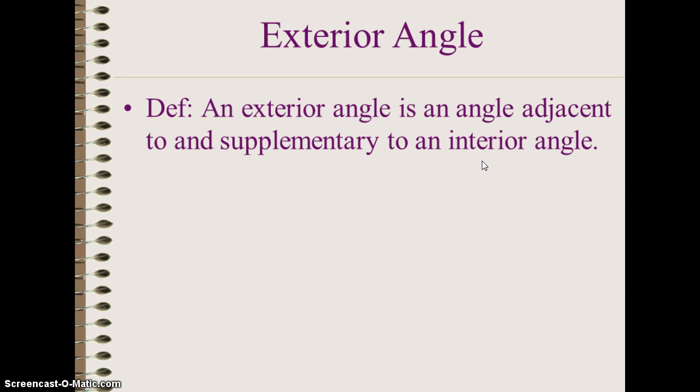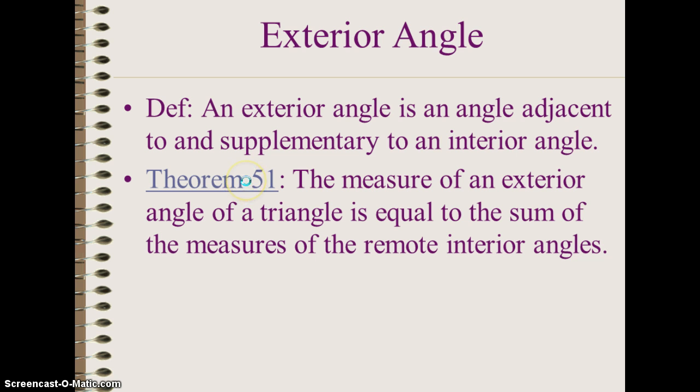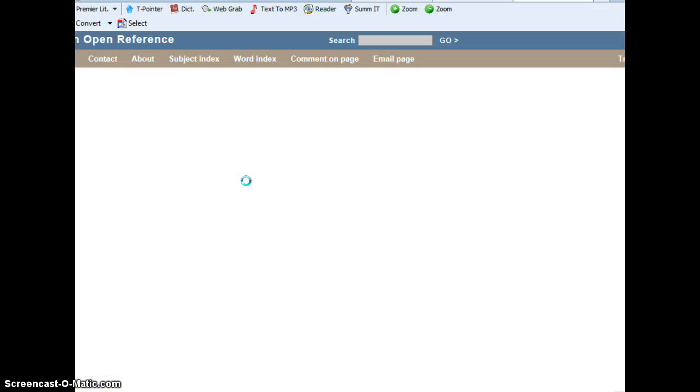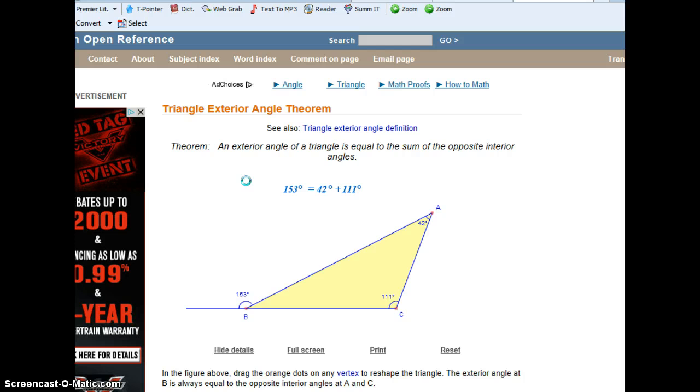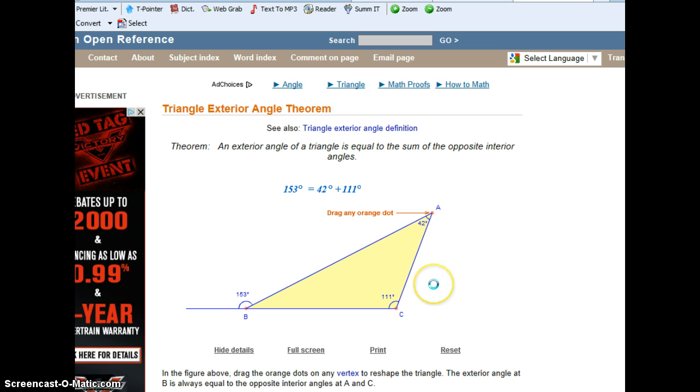The next theorem is called the exterior angle theorem. Our definition of an exterior angle is an angle that's adjacent to, and that means next to, and supplementary to an interior angle. They're going to be right next to each other. They're going to form a straight line. We look at our diagram. This angle B, right here, the one that's changing, is our exterior angle. It's outside. We have an angle A and an angle C, which are called remote interior angles.